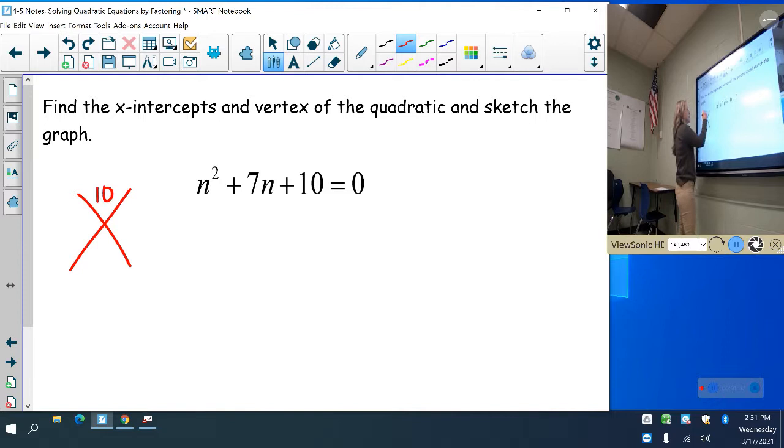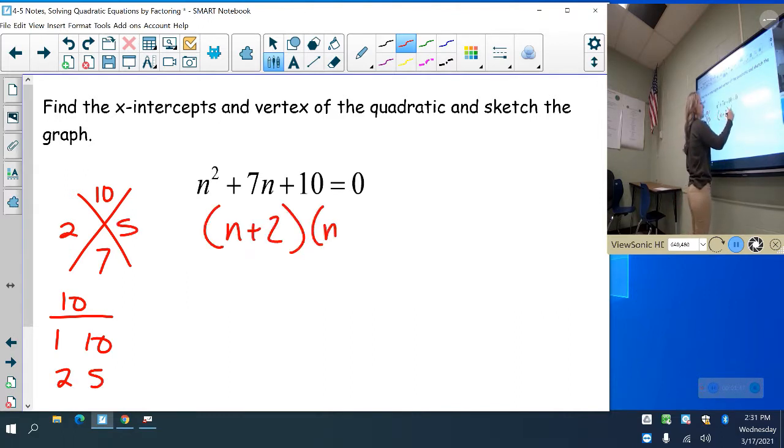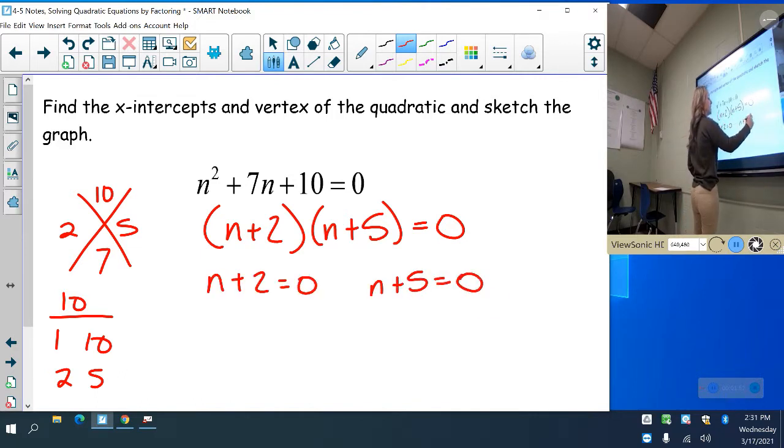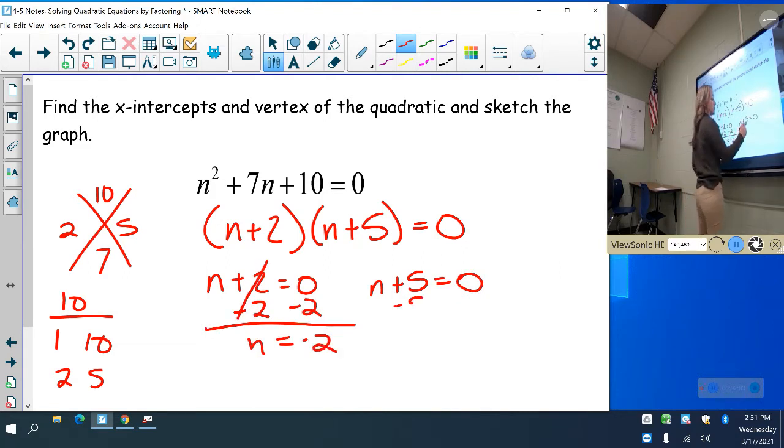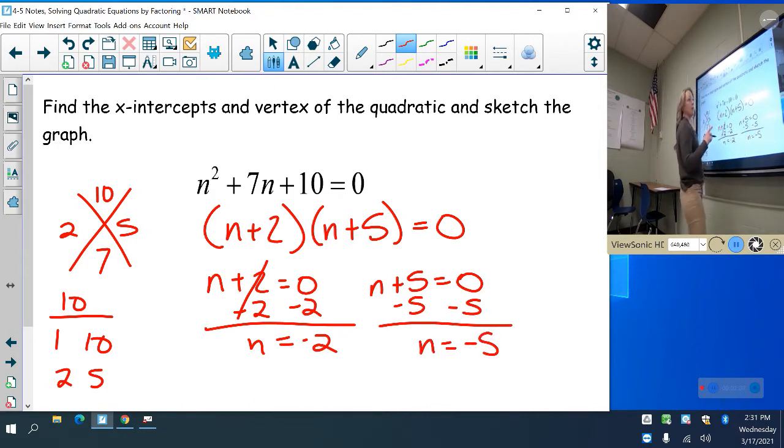1 times 10 gives me 10. That adds up to 7? 2 factors of 10 that add up to 7: 2 and 5. So I have n plus 2 and n plus 5. In order to make that true, either n plus 2 has to be 0 or n plus 5 equals 0. So I'm going to solve that to find my x-intercepts. Subtract 2, I have n equals negative 2. Subtract 5, n equals negative 5. So those are my two x-intercepts where the graph crosses the x-axis. So I have negative 2, 0, and negative 5, 0.